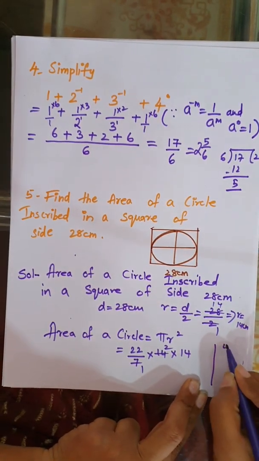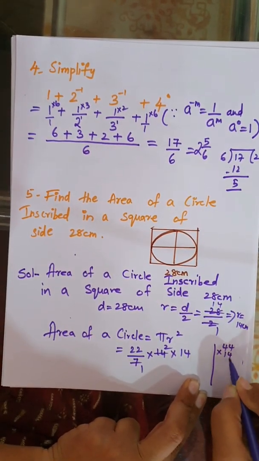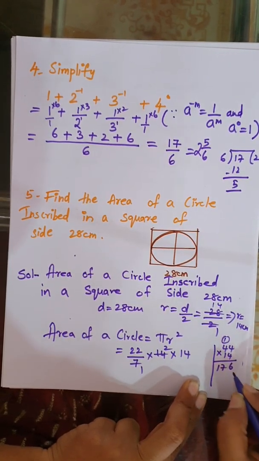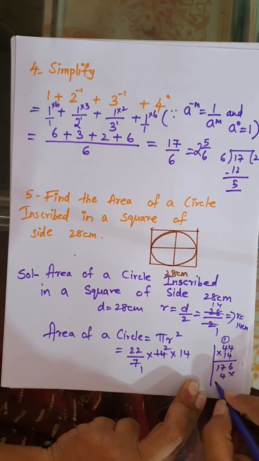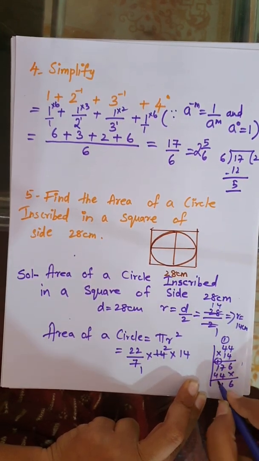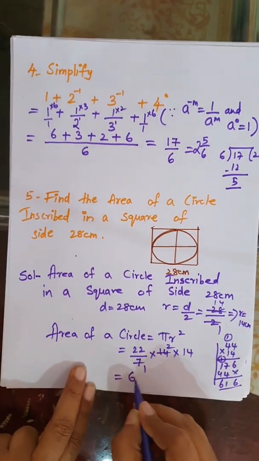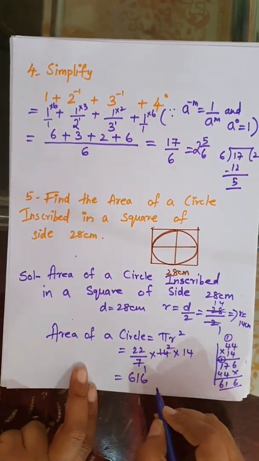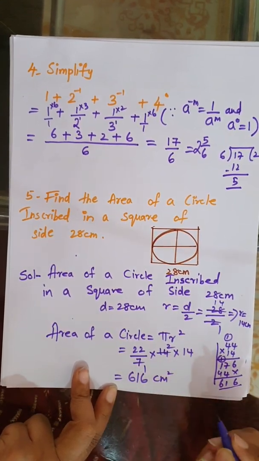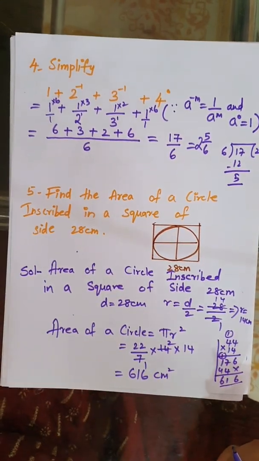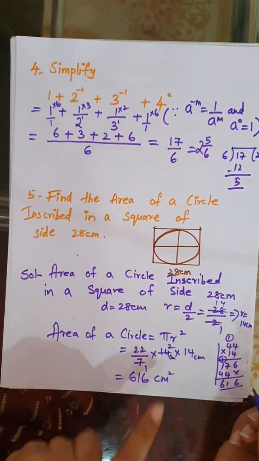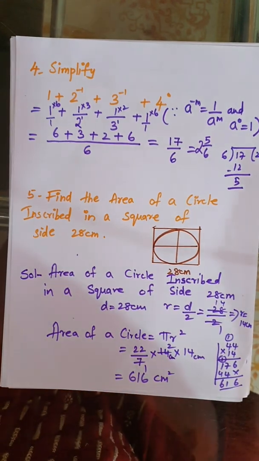In the rough column, you can multiply 44 into 14. 4 4s are 16, 17. Cross mark, 1 4 is 4, 1 4 is 4. So 616 centimeter square is the answer. Remember, always the area will have square units.